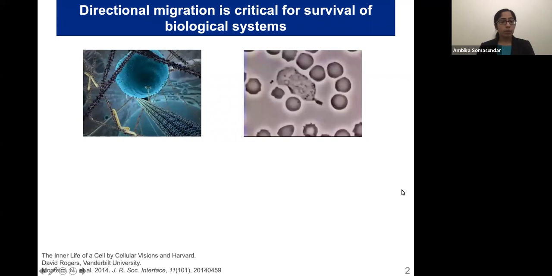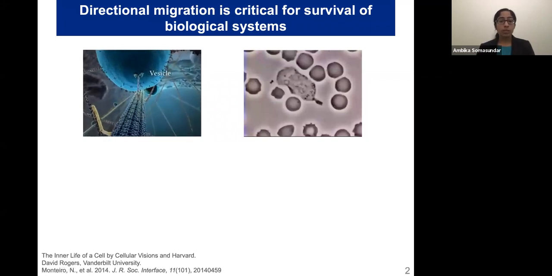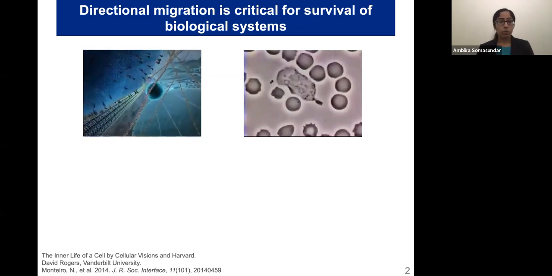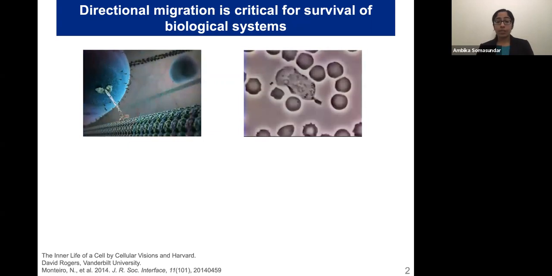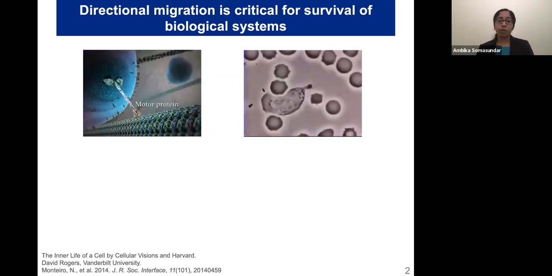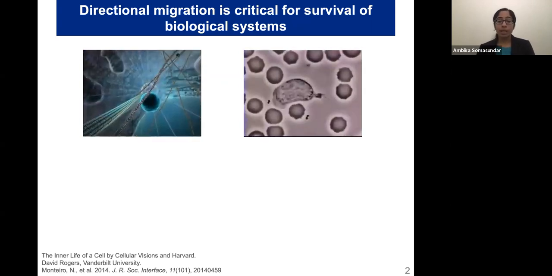Here is an example of a vesicle that is being transported across the cytoplasm of a cell through the conversion of chemical energy into mechanical motion. Here is another example of a white blood cell that is able to sense a foreign particle in its environment and move towards it, finally engulfing it.